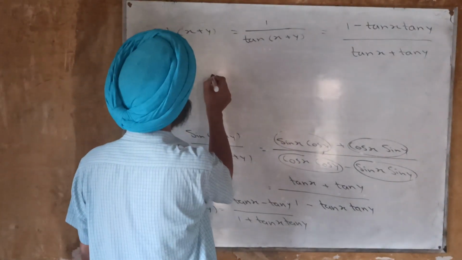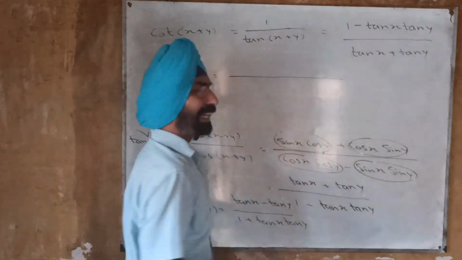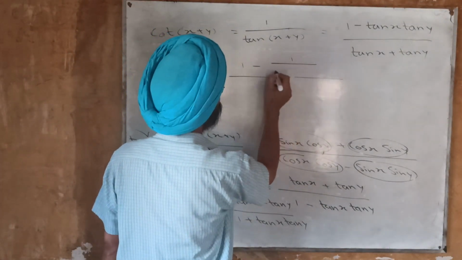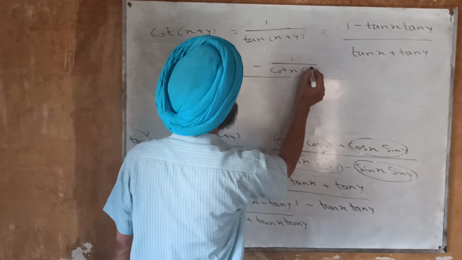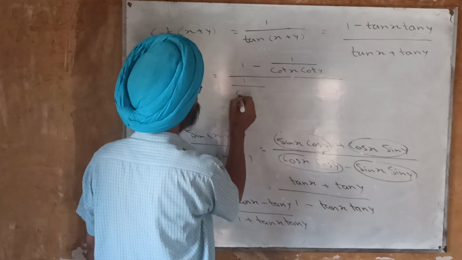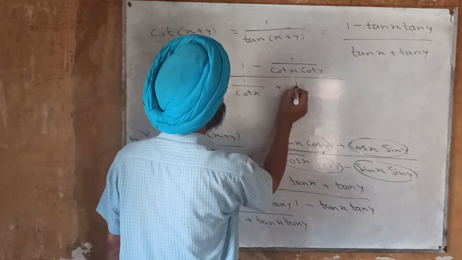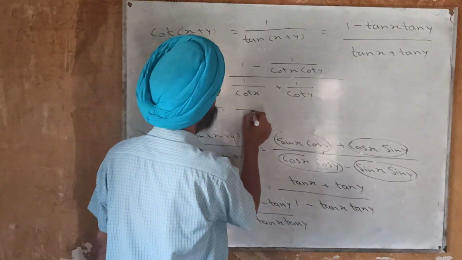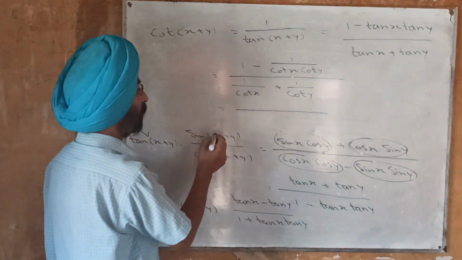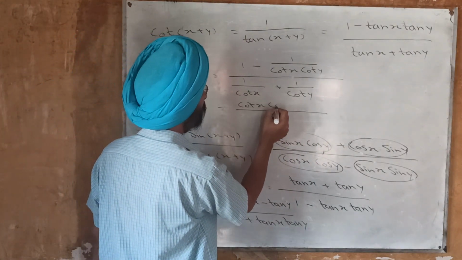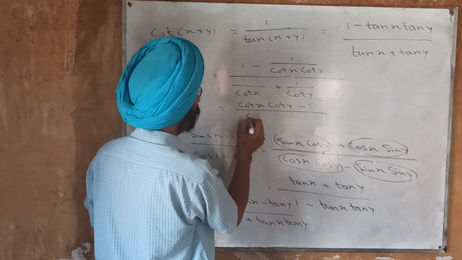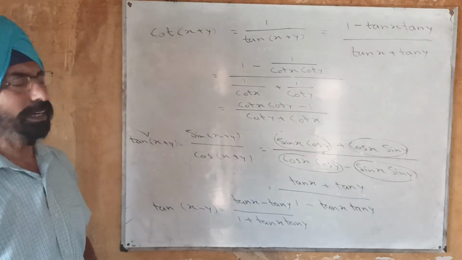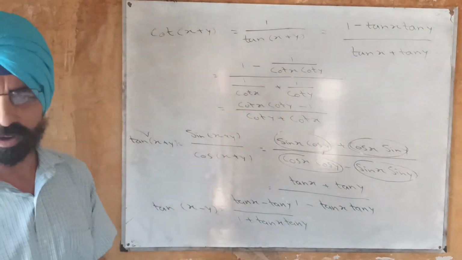So what we have to do now is change all these tans into cots by taking reciprocal. So it will become 1 minus 1 upon cot x cot y over 1 upon cot x plus 1 upon cot y. A little bit of simplification and you will get the result as cot x cot y minus 1 over cot y plus cot x. This will be the final result for cot x plus y.